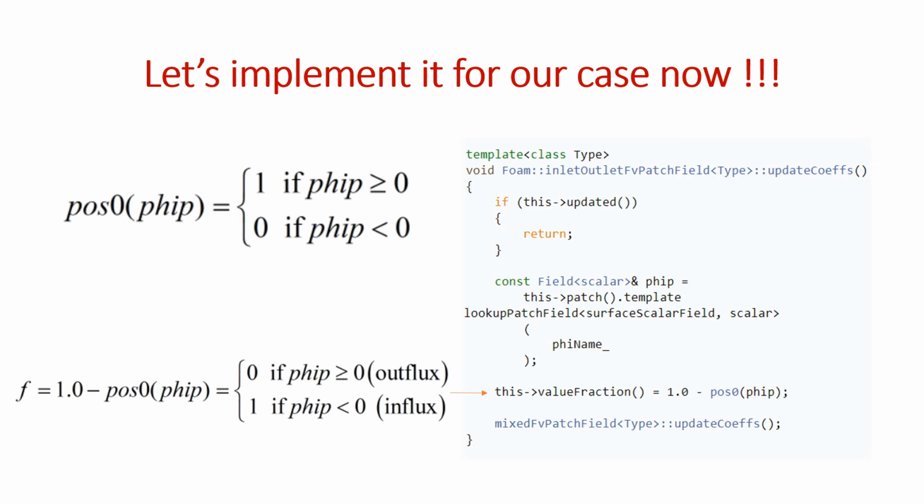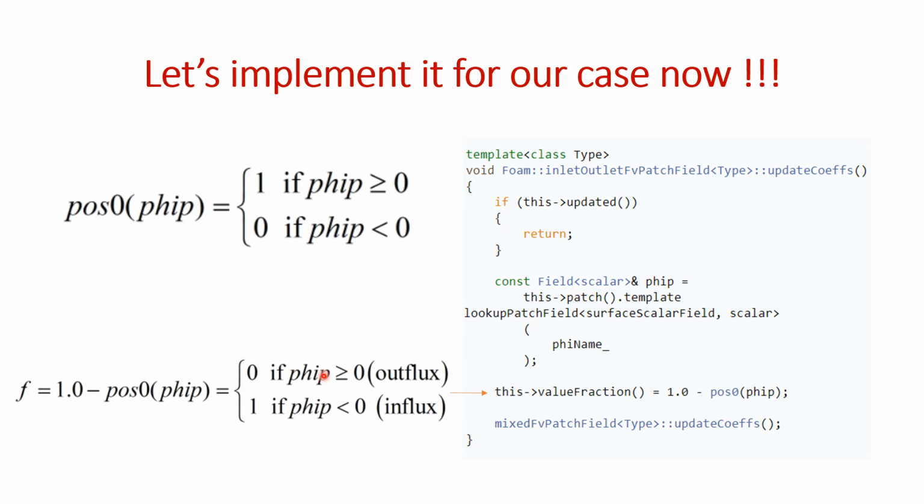Now let us implement it in our case. Remember this phi p is nothing but the flux, that flux. The phi which I told you, it is the same as that only. Now in place of that scalar variable s, I am just writing phi p. Just now we have learnt about the PosZero function. So if my phi p is greater than or equal to 0, the PosZero function will give 1. And if my phi p is less than 0, then the PosZero function will give 0.